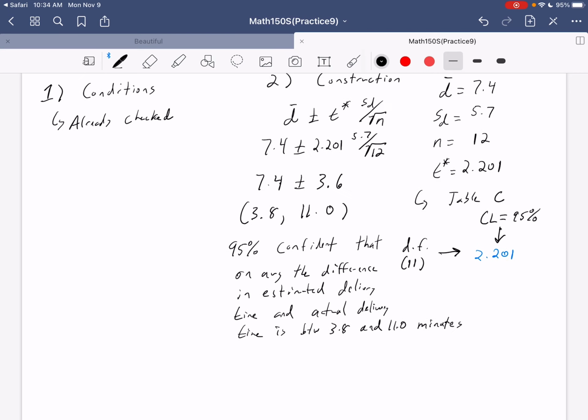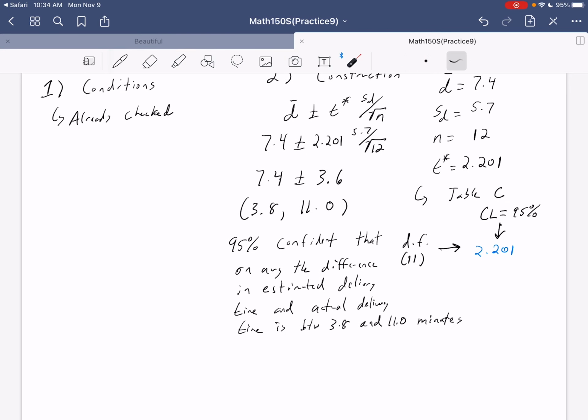So we now have an estimate for how big that difference is on average between what they estimate and what actually happens. On average, we're saying it's somewhere between 3.8 and 11.0 minutes.